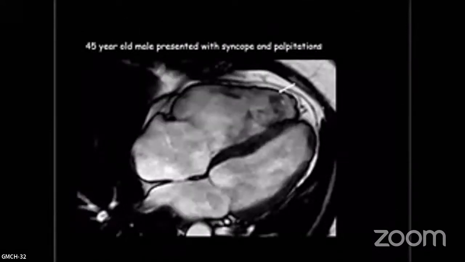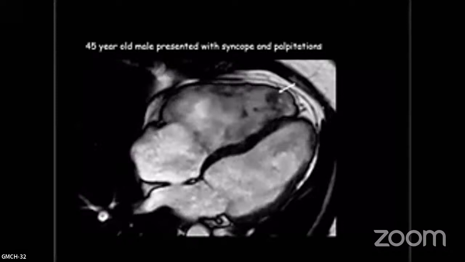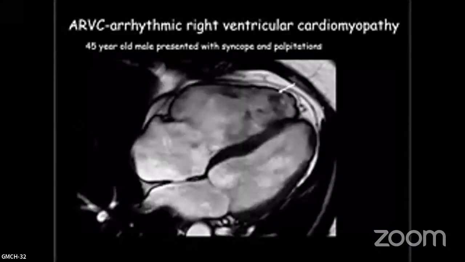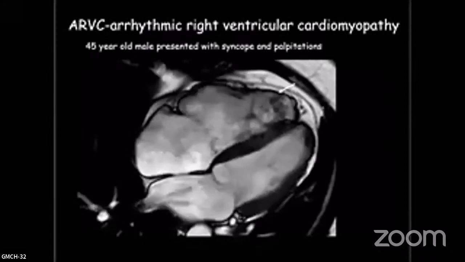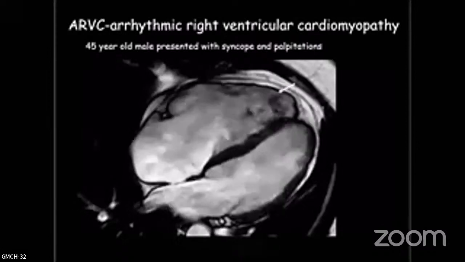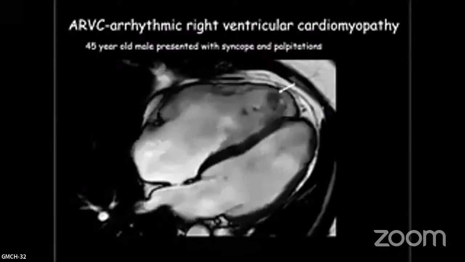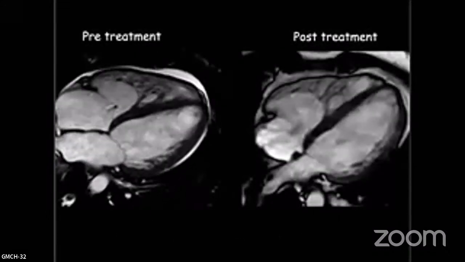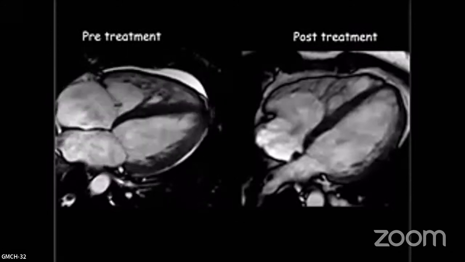CMR also allows better appreciation of the right ventricle. As you can see, this is a case of arrhythmogenic right ventricular cardiomyopathy. And you can see abnormality on the RV free wall and the presence of a thrombus in the RV apex. CMR can also help monitor patients with heart failure and assess response to treatment.